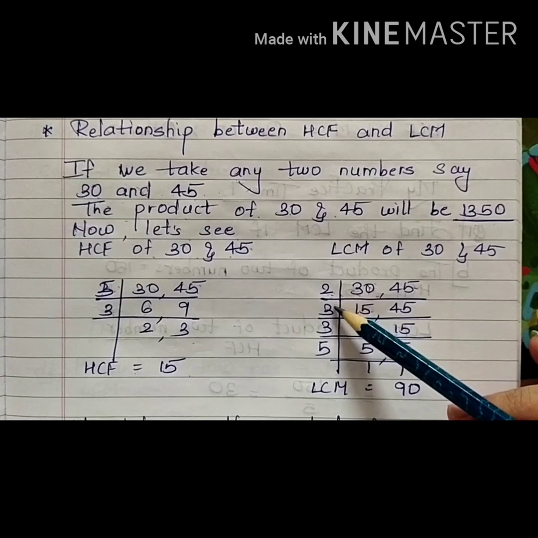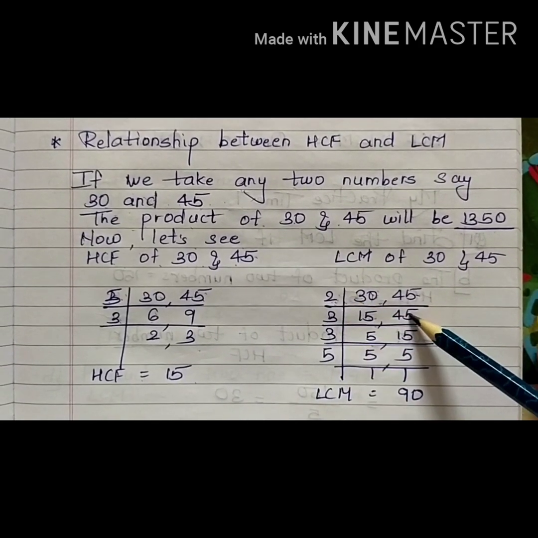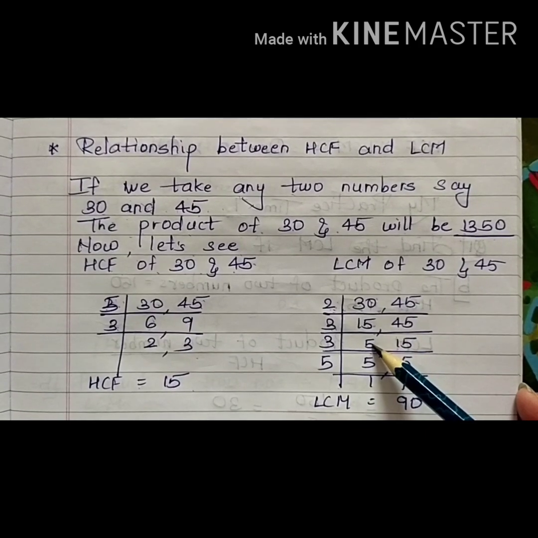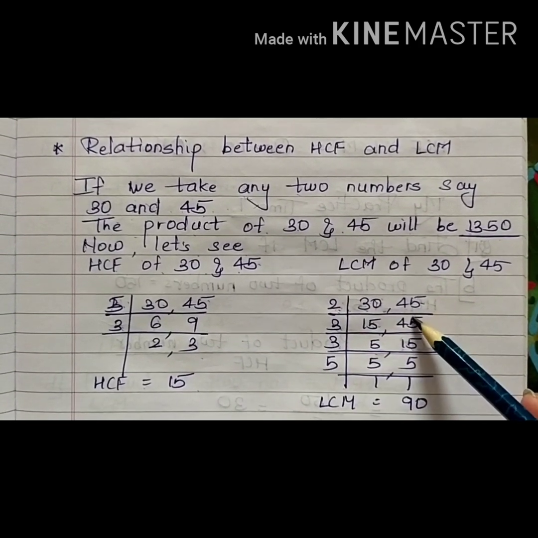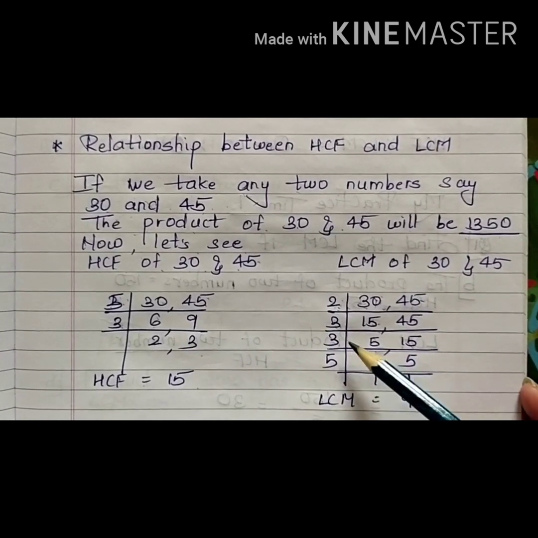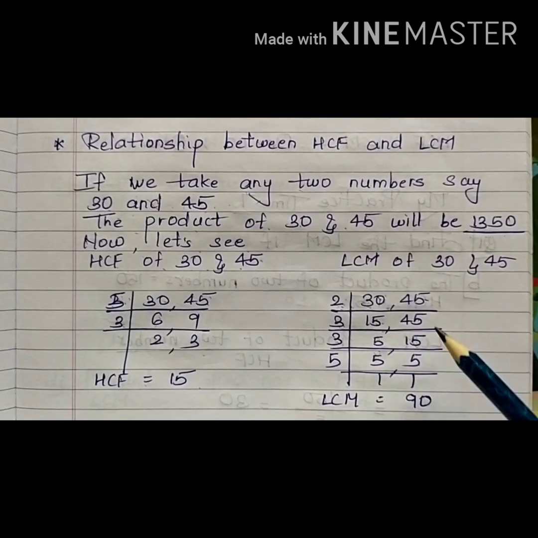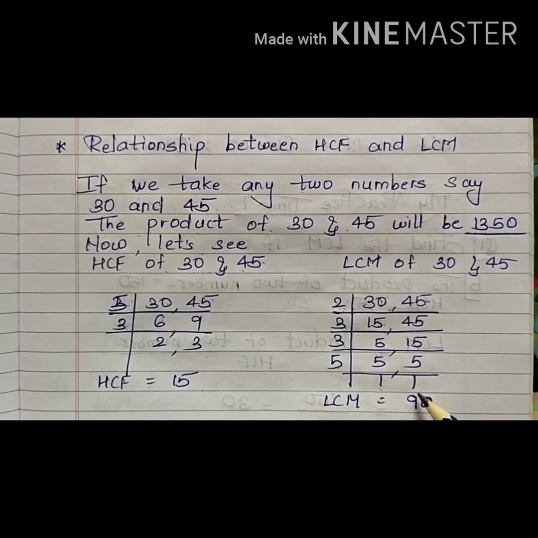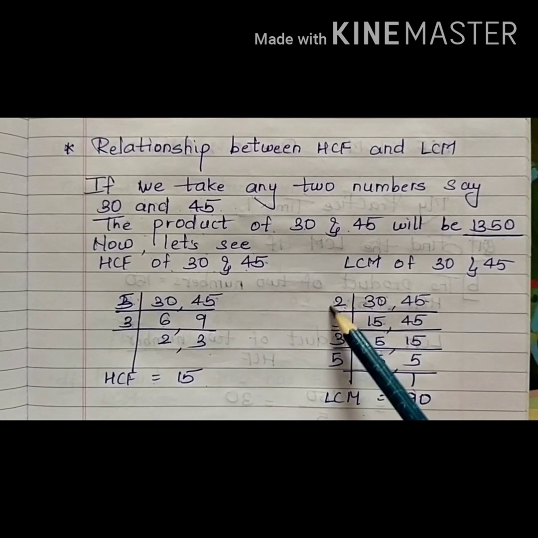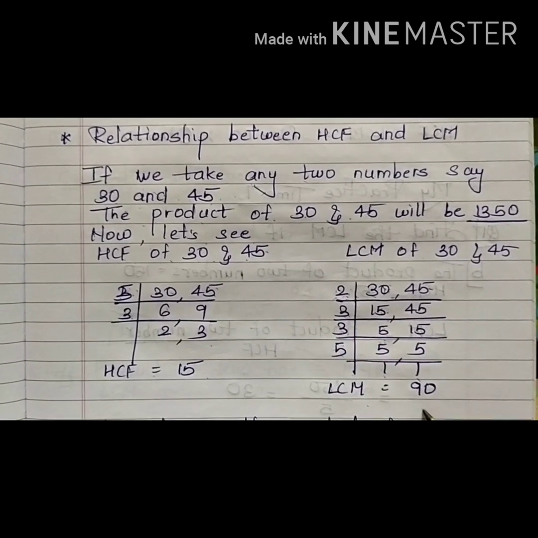So here I have taken 2, 2 15s are 30, 2 45. Again I have taken 3. 3 fives are 15. 3 15s are 45. Again I have taken 3. 3 5 I have brought down as it is, and 3 fives are 15. And finally 5 ones are 5, ones are 1. So here 2 into 3 into 3 into 5 is giving me 90.